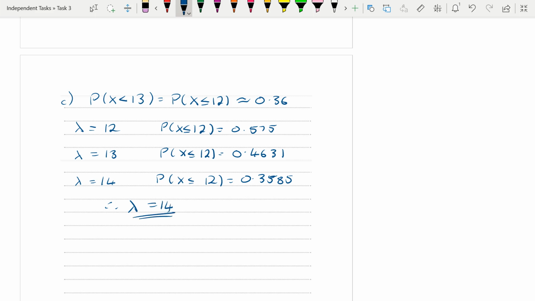Okay, and all I've done is I just used a little bit of trial and error. I've got this less than or equal to 12, so I can keep x as 12, and I've just changed my lambda as I've gone through.